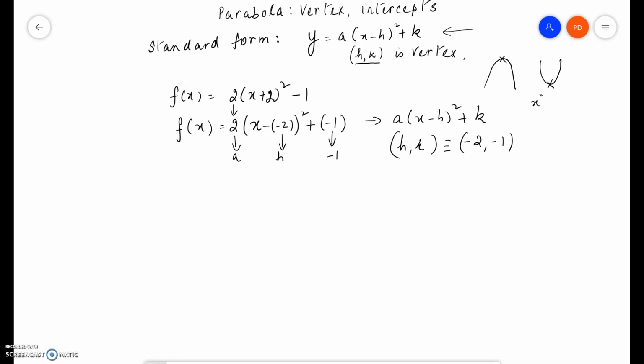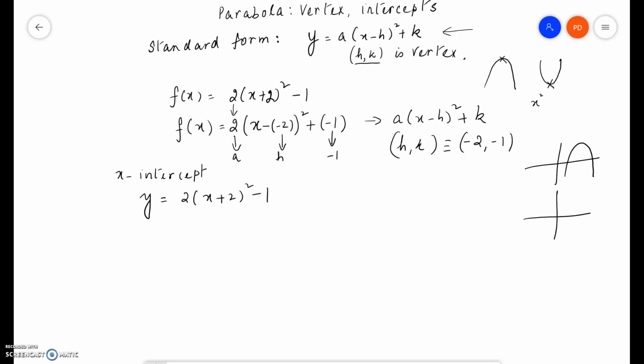Now the next thing we're going to do is find the x-intercept and the y-intercept. So now I'm going to write this as y equals 2 times x plus 2 the whole squared minus 1. Now I'm going to first find the x-intercept. The x-intercept is a point where the graph crosses the x-axis, and it's possible that the graph doesn't cross the x-axis as well, but if it does cross the x-axis, or even if it doesn't, we'll find out now.